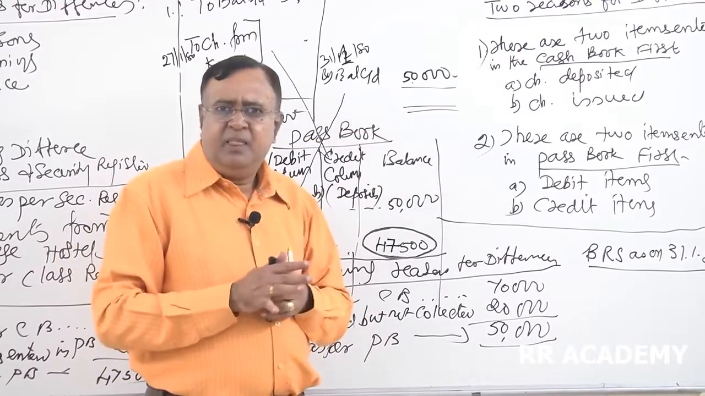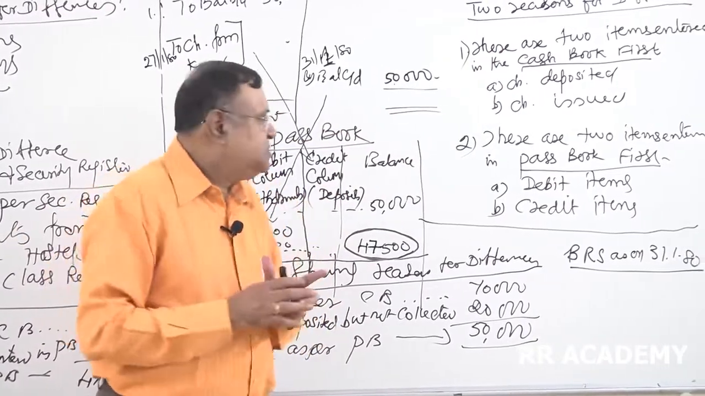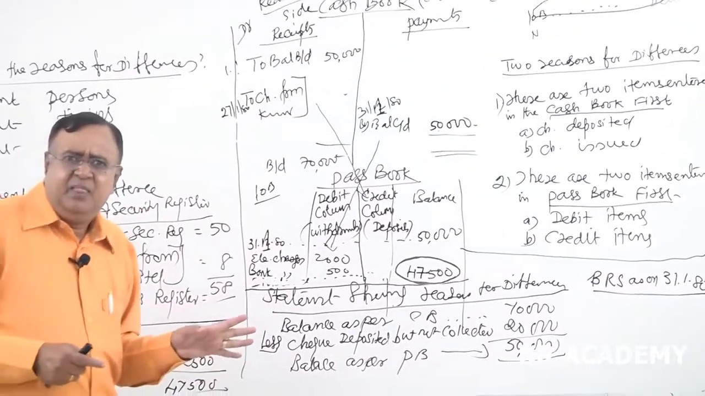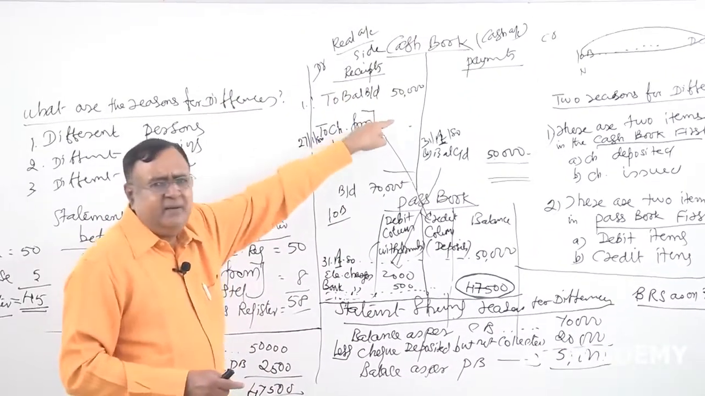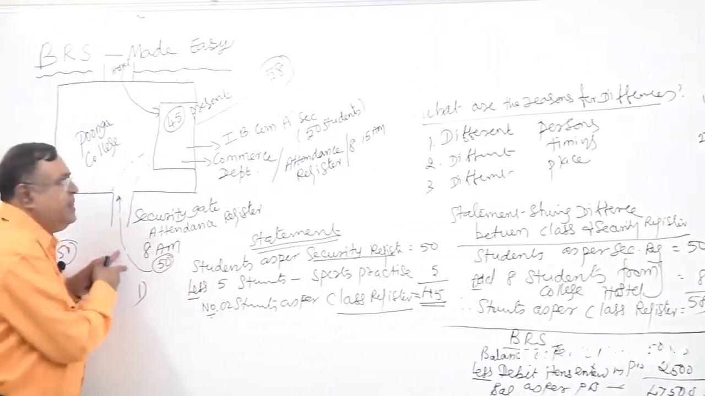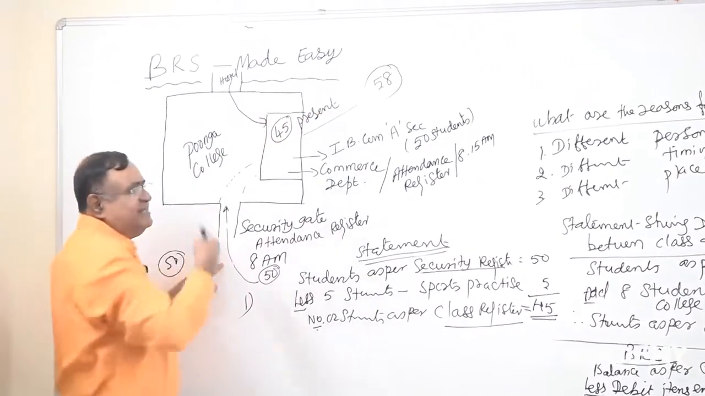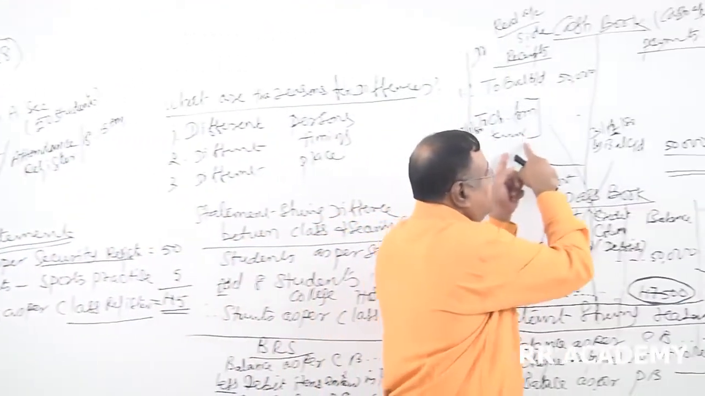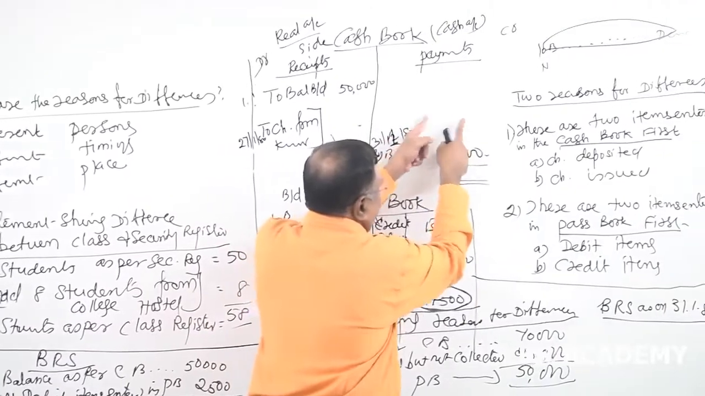Number one, there are two items which are entered in the cash book first. Check deposited and check issued are entered in the cash book first, and only later in the bank, so there is a difference.